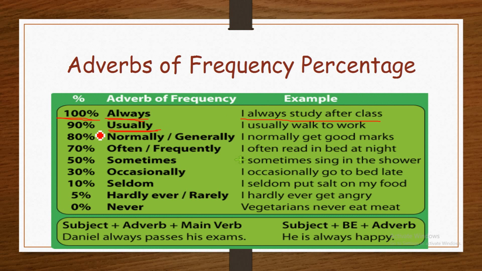Usually is 90%. For example, I usually walk to work. It means I go to work 90% of the time by walking. Normally or generally, both have the same meaning. It means 80%. For example, I normally or I generally get good marks.